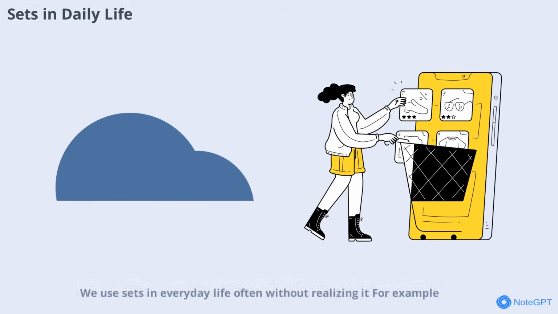We use sets in everyday life, often without realizing it. For example, when organizing a playlist, you might group songs by genre. Each genre is a set. When shopping, your cart is a set of items. Recognizing sets helps us organize and manage information more effectively.